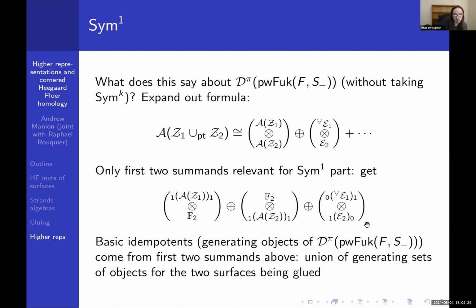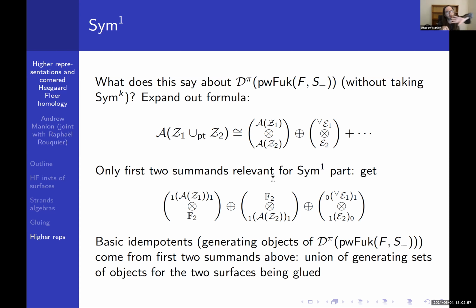So this is what I would get if I want the Fukaya category of the glued together surface. And I notice, okay, this would be like the endomorphism algebra of some generating Lagrangians. And so in this algebra, the basic idempotents I'm going to have are only coming from the first two summands, where it's a basic idempotent of the first one or a basic idempotent of the second one. It's just the disjoint union of these sets.